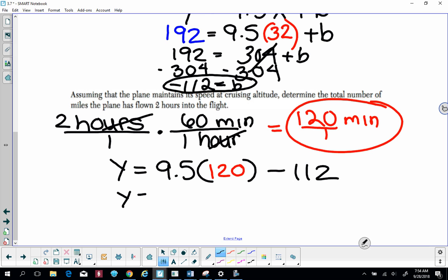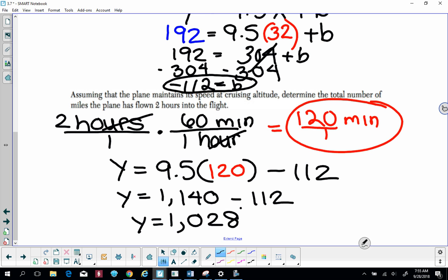And so when I do this, what is 9.5 times 120? You can put this right into your calculator. 1,140. Is that the whole thing? You can put the whole thing in the calculator, or is that just this times this? That times that. And then what's that minus 112? What is it? I don't mind. 1,028. And 1,028 miles.